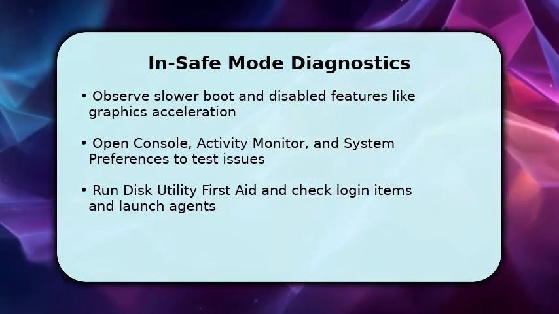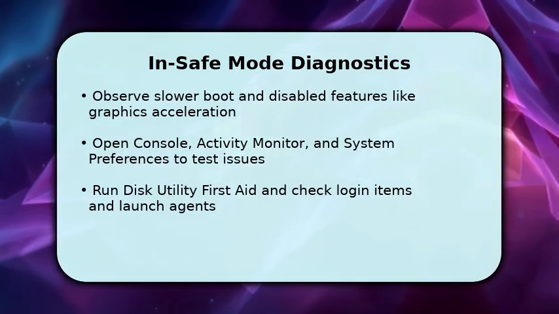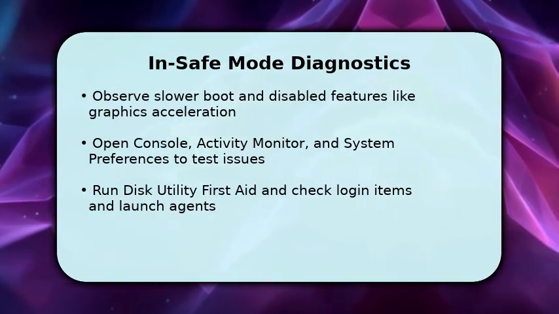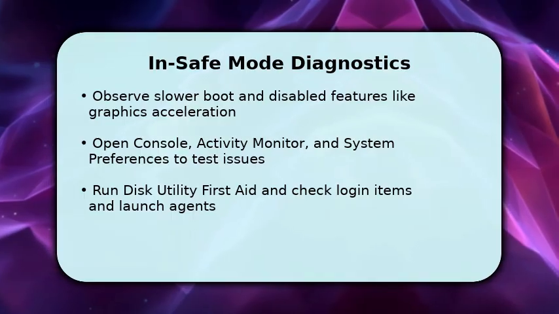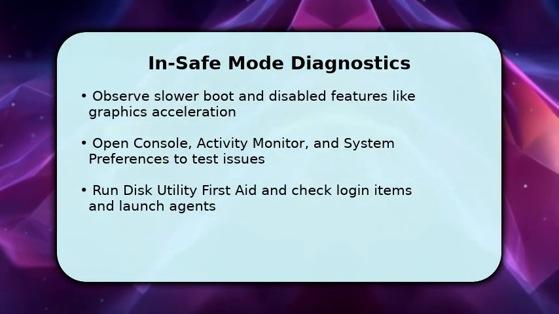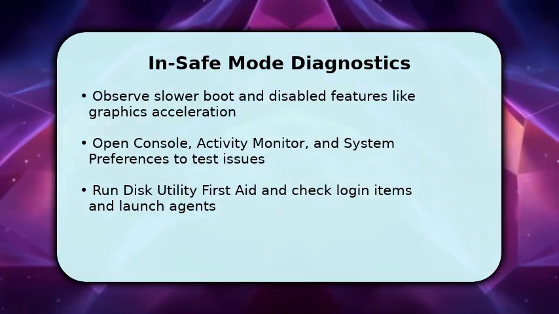Open Activity Monitor to spot runaway processes and Console to collect crash logs. Run Disk Utility First Aid to repair permissions or disk errors. Then check Users and Groups login items and /Library/LaunchAgents for problematic entries. If an app still crashes in safe mode, you've likely found a kernel or system issue.